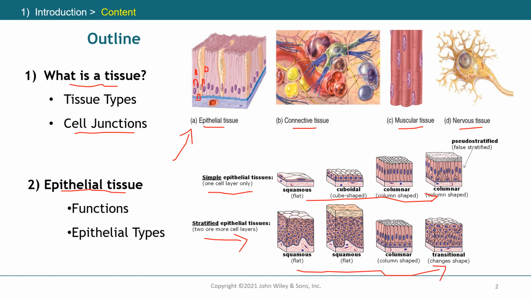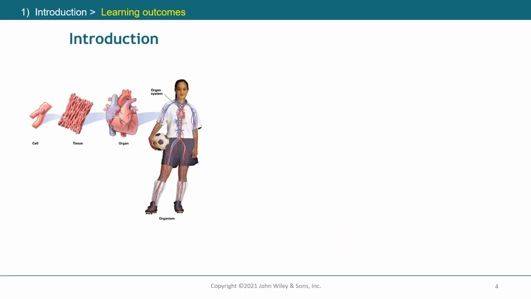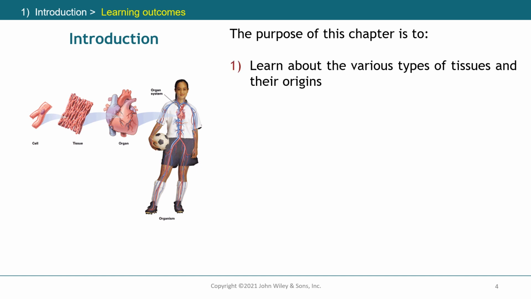Okay, so let's start with the first section of the class, and to do that, let's start with the learning outcomes that I want you to remember for this class. In your textbook, they describe 5 learning outcomes for chapter 4. The first one is that you should be able to learn about the various types of tissues and their origins. And if you're interested in understanding more about the mechanisms of the origins of tissues, I encourage you to take the course of developmental biology.